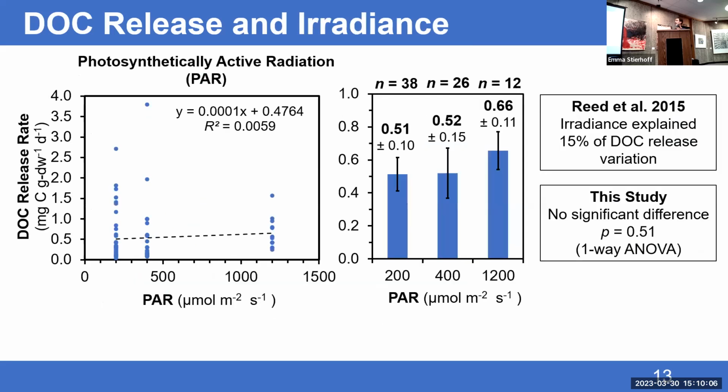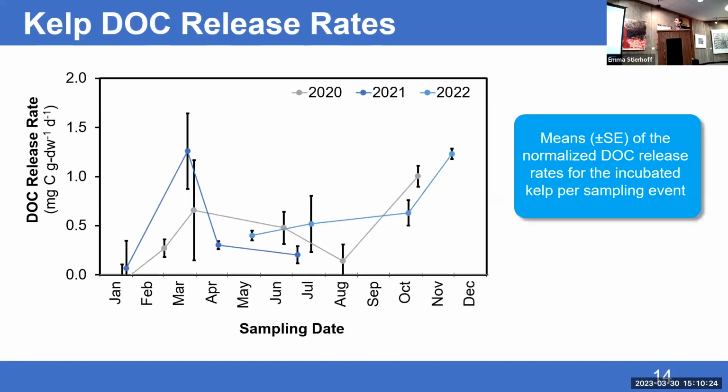Next slide. In terms of the irradiance, photosynthetically active radiation across 3 different treatments, there was no significant relationship with higher irradiance and higher DOC release. Again, another indication that passive exudation is more important. Next slide.